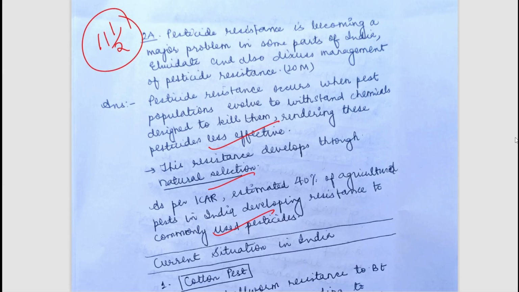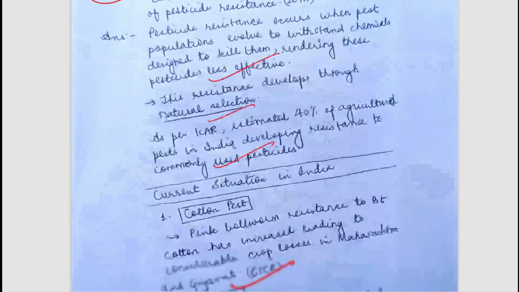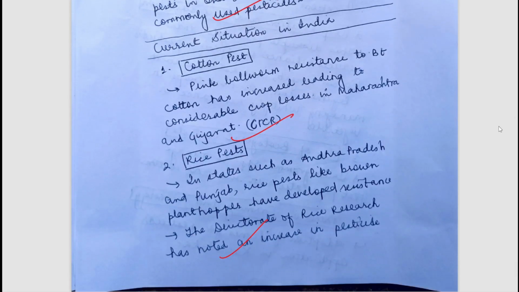Now, the next question was: pesticide resistance is becoming a major problem in some parts of India. Elucidate and also discuss management of pesticide resistance. So we all know what pesticide resistance is. It is when the pest population that used to be killed by certain pesticides is now not getting killed by those pesticides. So when pests develop a resistance against those pesticides which used to kill them in the past, that is what pesticide resistance is. The current situation in India is well discussed. You can pause the video and read the answers.